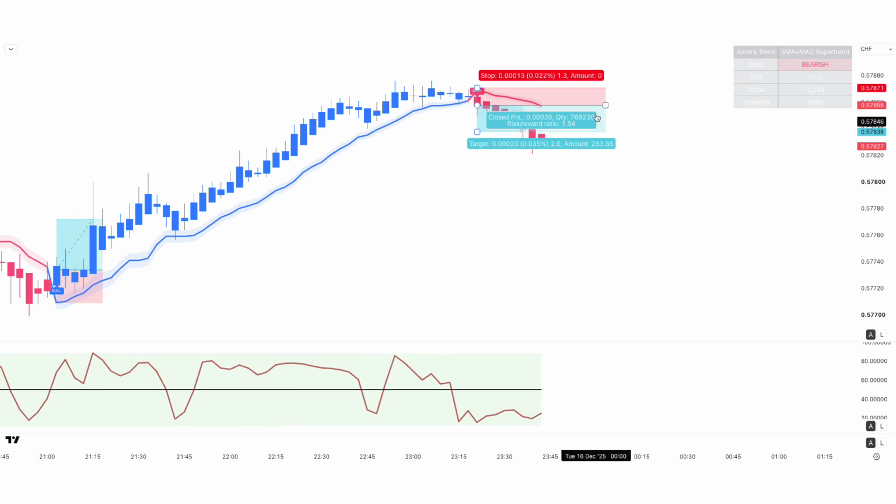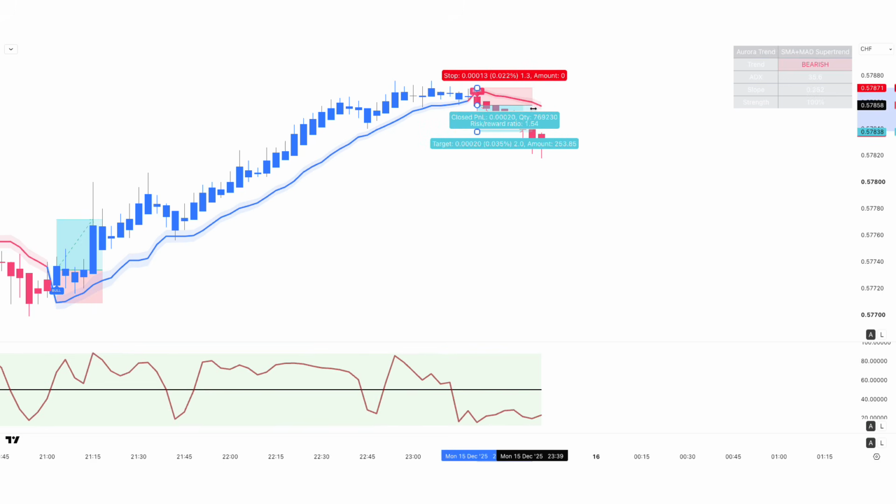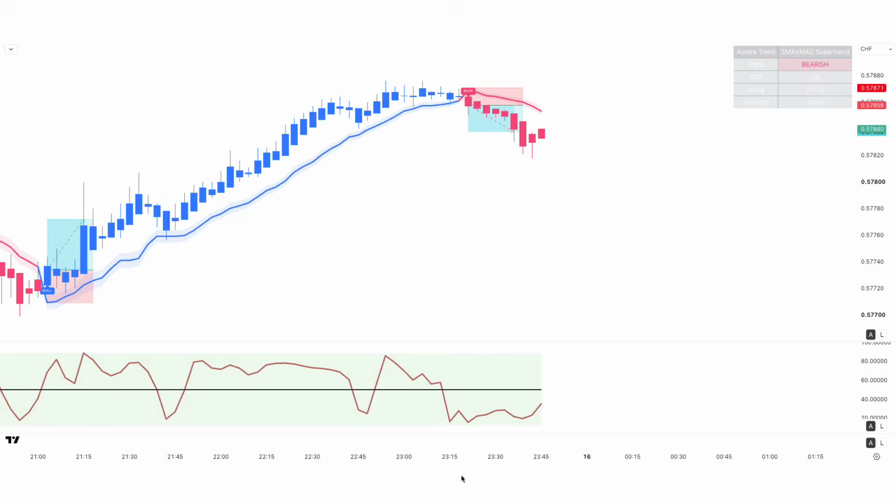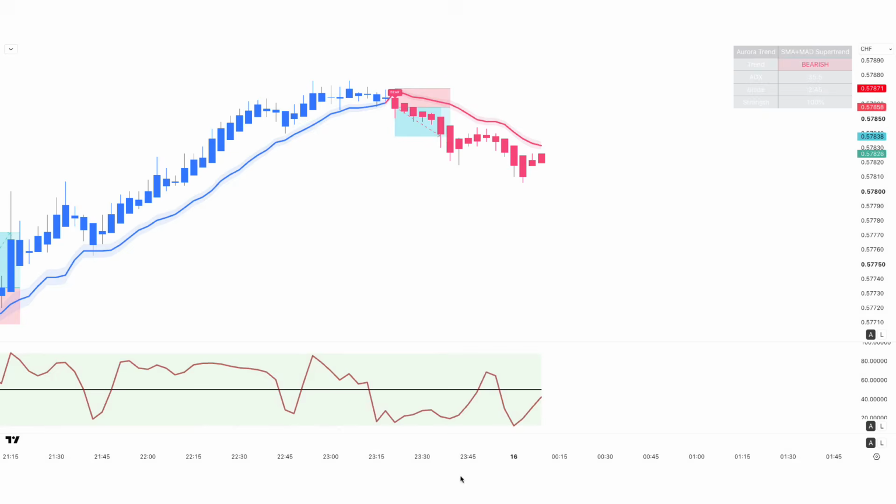The market has completely hit the target. I hope you must have liked this trading setup and strategy. If not, then it doesn't matter. We are going to see examples of some trades.